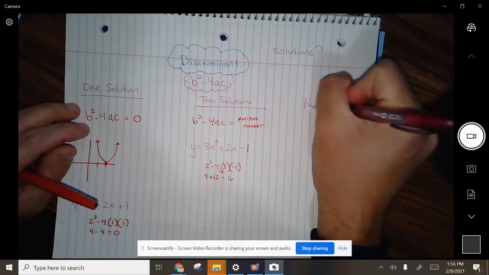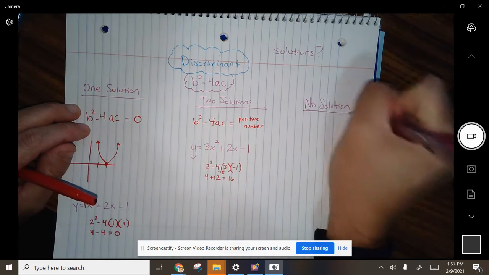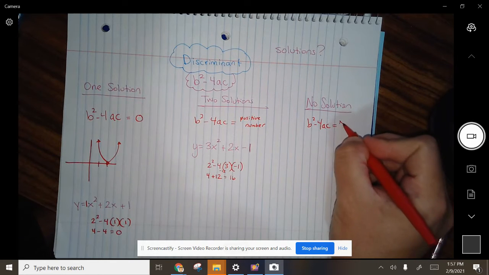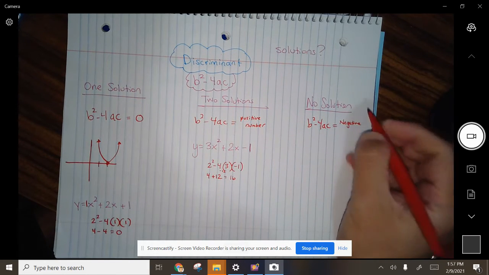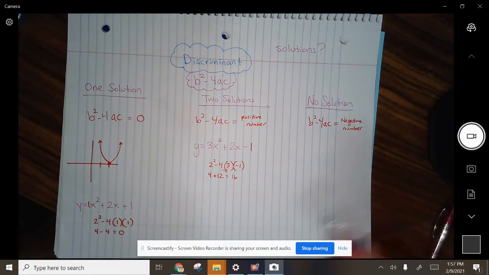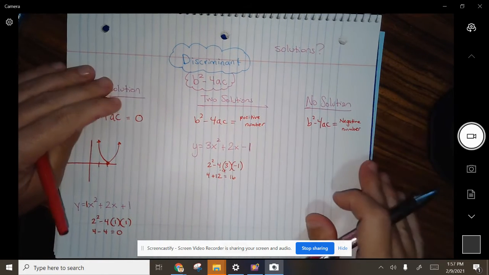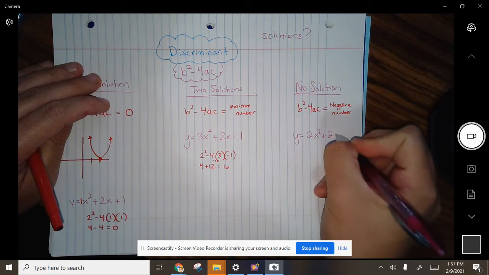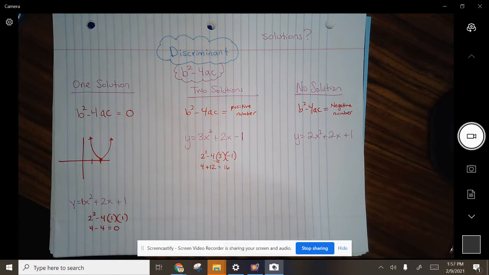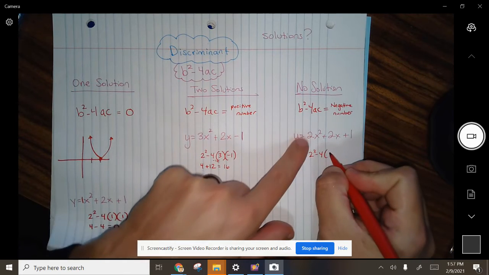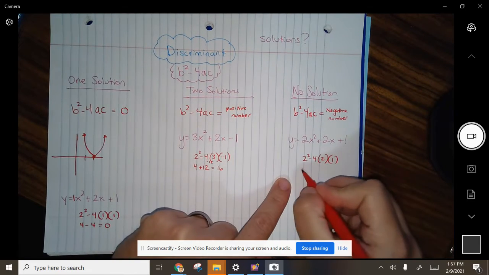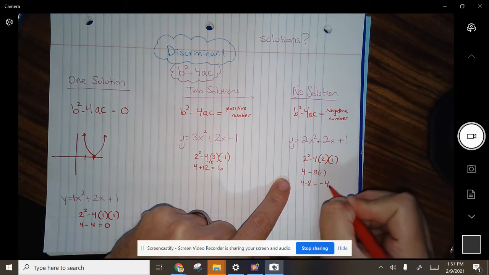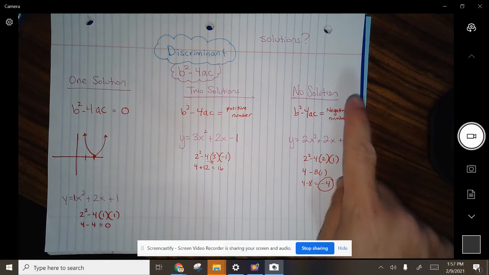And then no solution, that would just be b squared minus 4ac equals a negative number, okay? So a negative number. And that's going to happen when, for example, let's just do this one here. This is from our notes, this one. And if we plug this in, b squared minus 4 times a times c. 4, that's going to be negative 8 times 1. 4 minus 8 equals negative 4, okay? When it's a negative number, it's no solution.